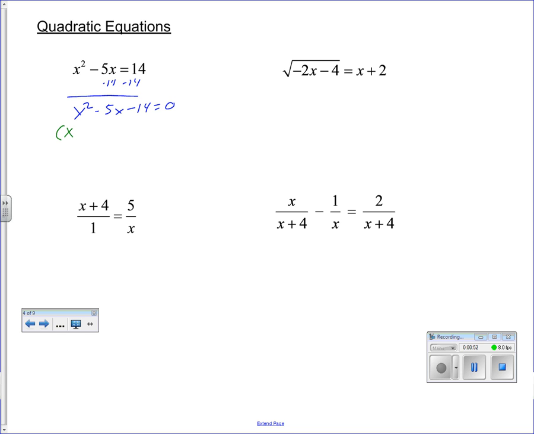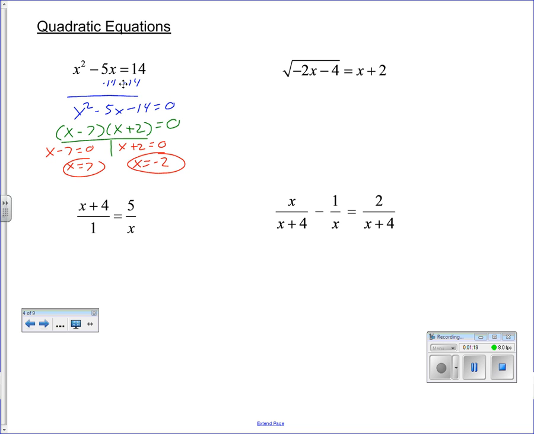This factors to x minus 7, x plus 2 equals 0, and then I set each factor equal to 0. On the left side I have x minus 7 equals 0, and so I know x equals 7 when I add 7 on both sides. x plus 2 equals 0. I'm going to subtract 2 and get x equals negative 2 on both sides. So that's solving a quadratic equation. We see it involves factoring.